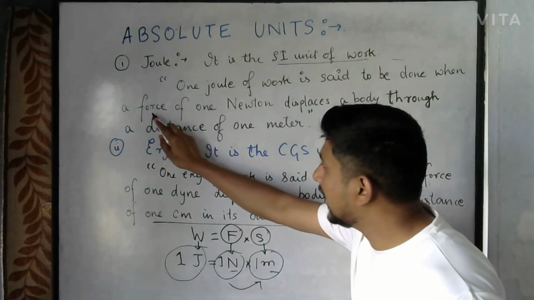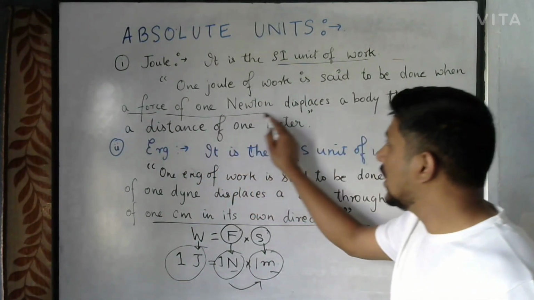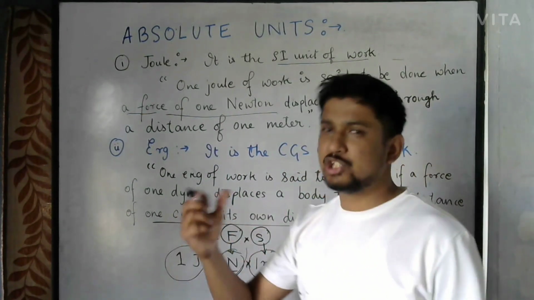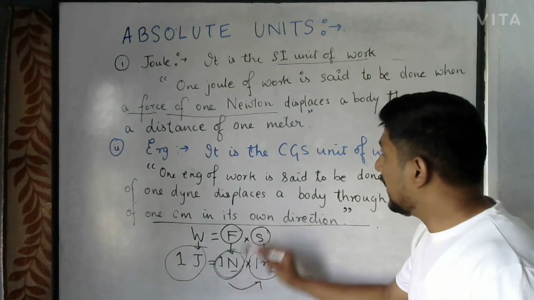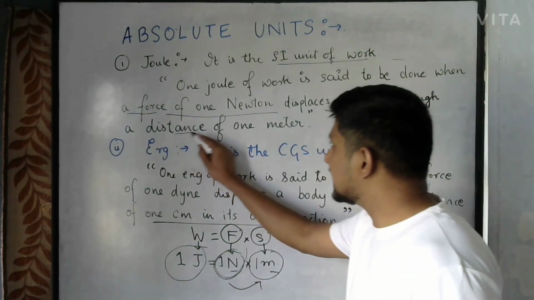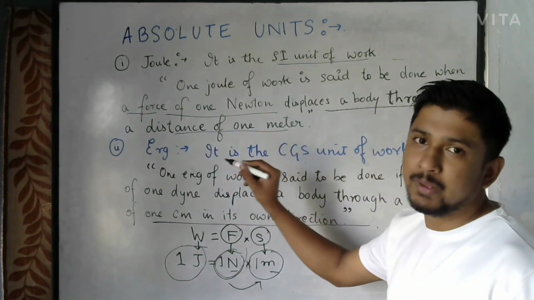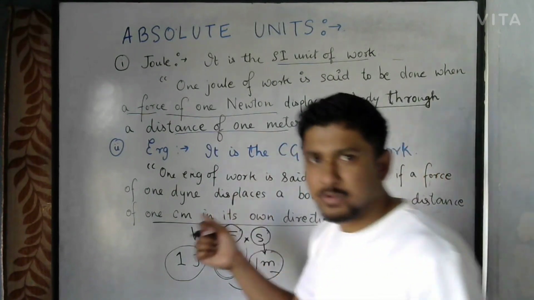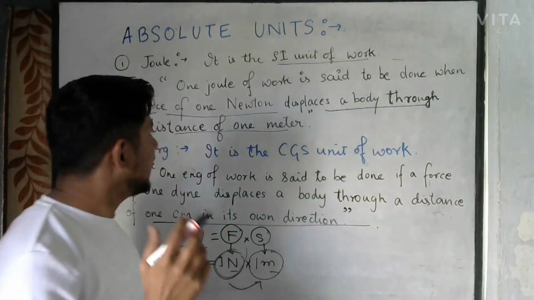When I apply a force of 1 Newton, see, I've applied a force of 1 Newton. This is how you define units from formulas. When I apply a force of 1 Newton and displace the body through a distance of how much? Through a distance of 1 meter. If the displacement is 1 meter, on application of a force of 1 Newton, then that very thing is known as 1 joule.